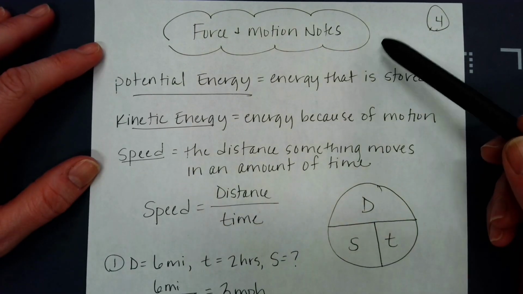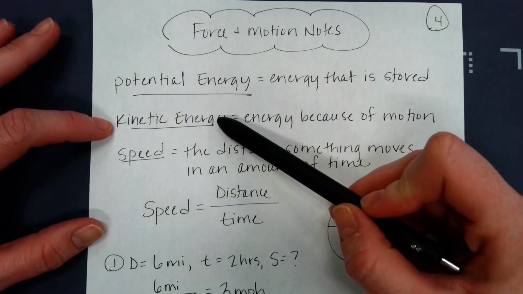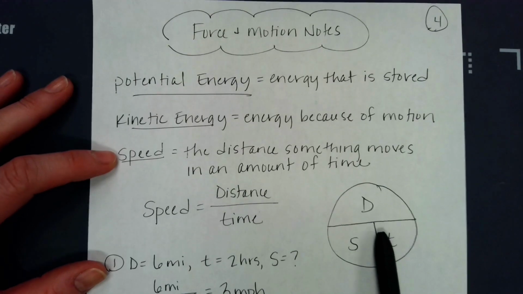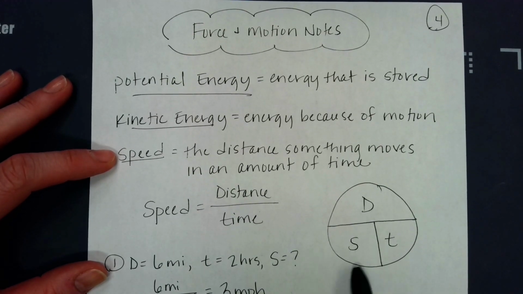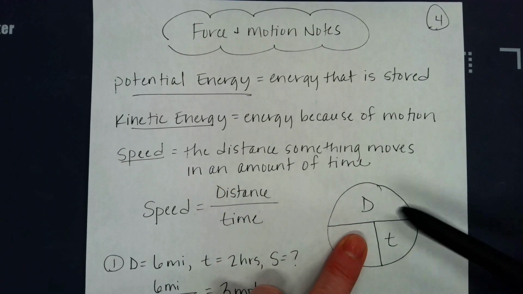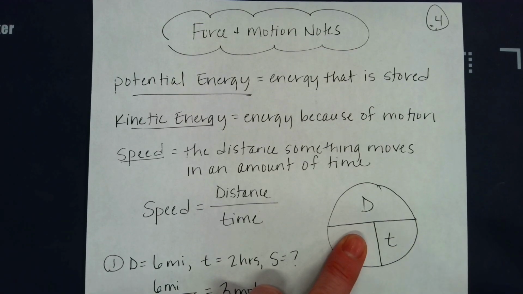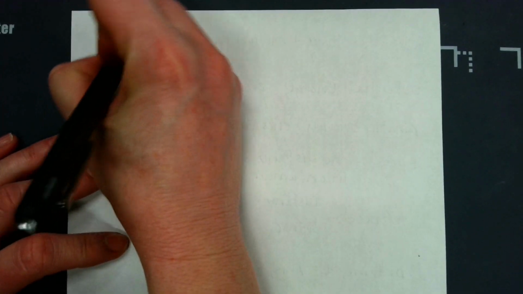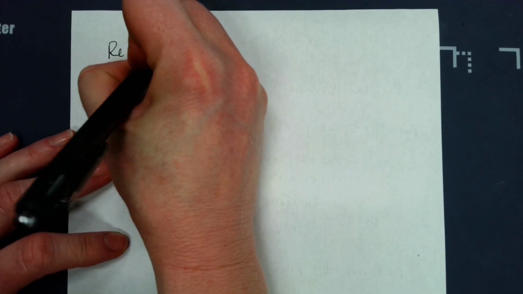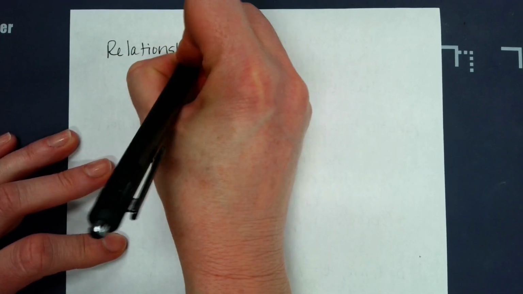Okay, so yesterday we took notes on potential energy, kinetic energy, speed. We learned how to use the speed formula tool, right? Where you cover up the unknown and then you do what the formula, the tool tells you to do. Okay? Today we're just going to take a few more notes on relationships, which hits content objectives 2 and 3. Okay? So, relationships. We're just adding on to those notes that we started yesterday.